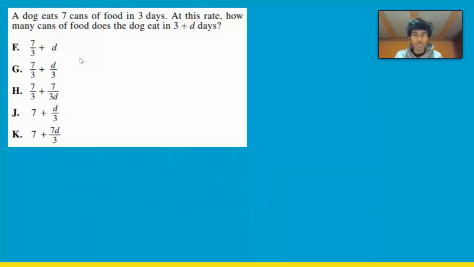So as usual, pause the video, try it on your own, and then press play when you are ready.